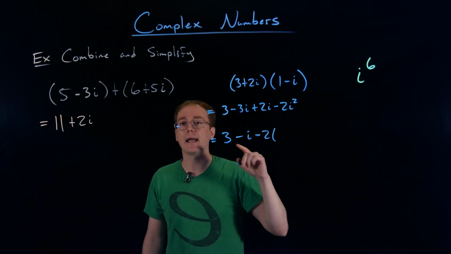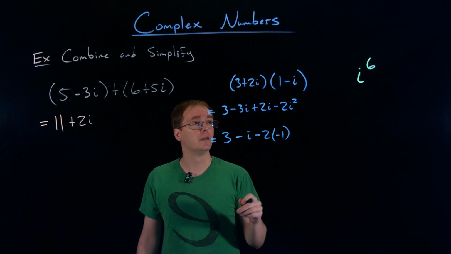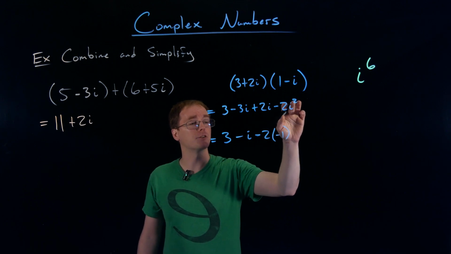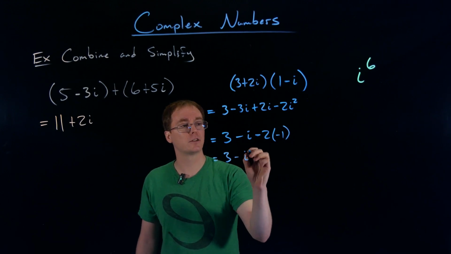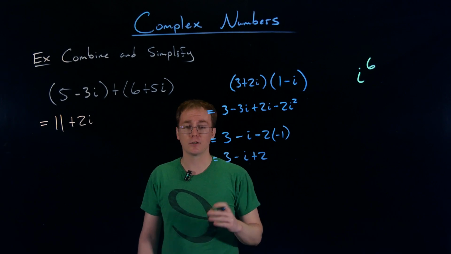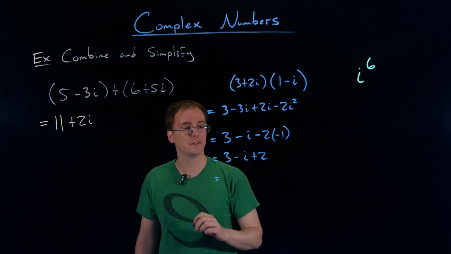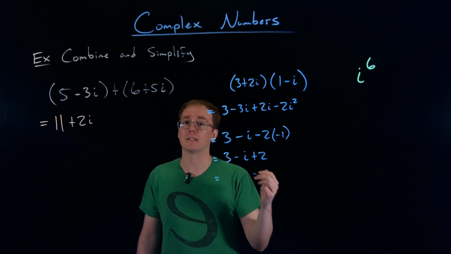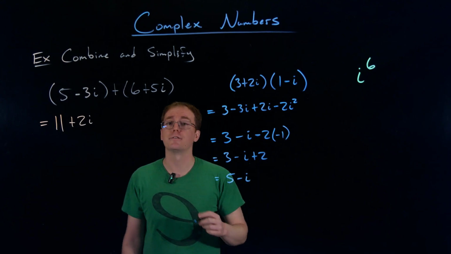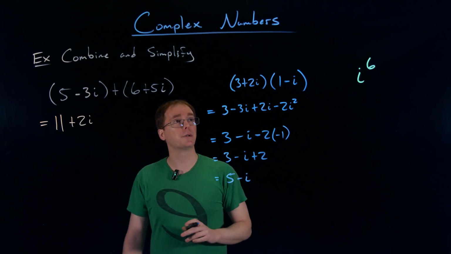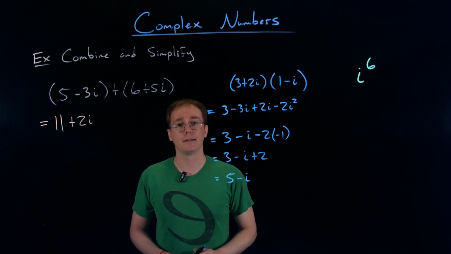We have to remember, i, the imaginary unit, has that special property that when we square it, it turns into -1. So this -2 multiplied by i squared is really like -2 multiplied by -1. And the product of two negatives is a positive, so that turns into 3 minus i, but plus 2. And we can now simplify one more piece by combining those like real parts together. 3 plus 2 is 5. And so our final answer is 5 minus i. So the product of 3 plus 2i with 1 minus i gives us another complex number, 5 minus i.